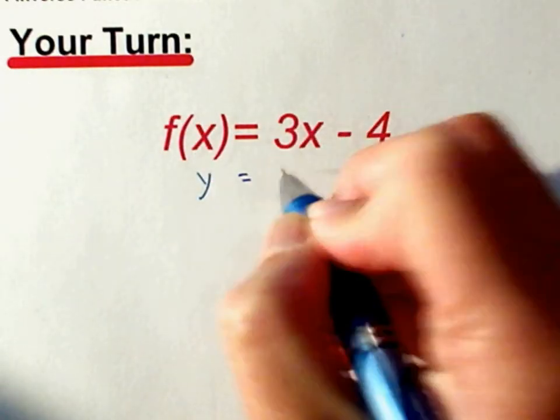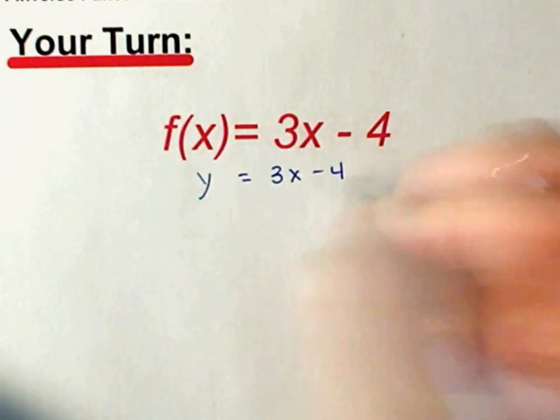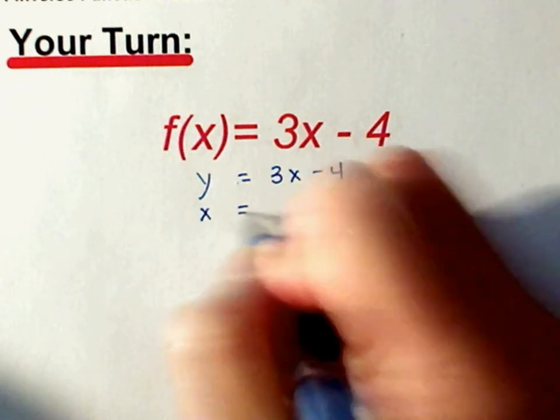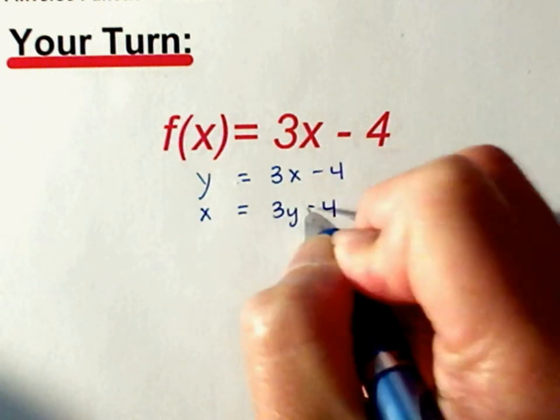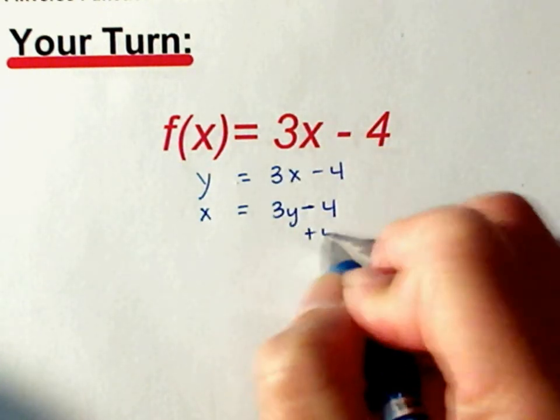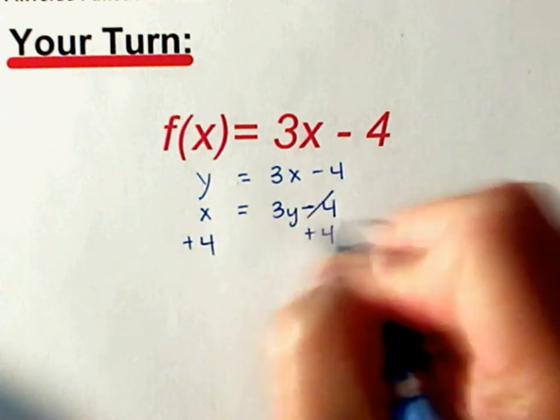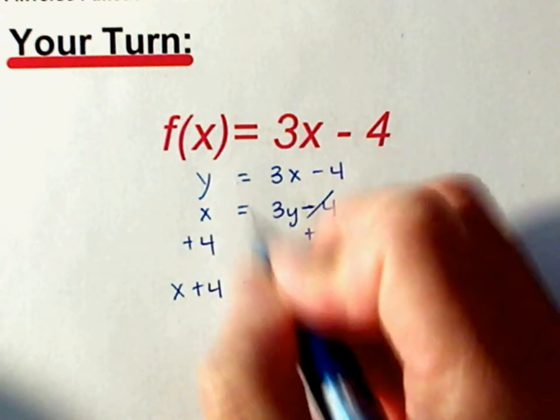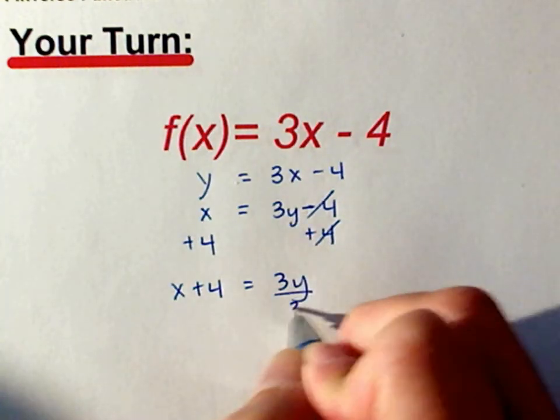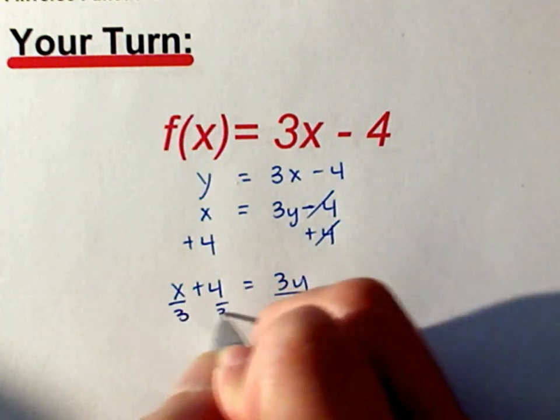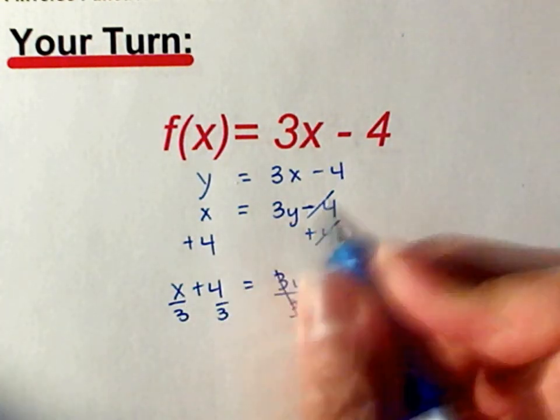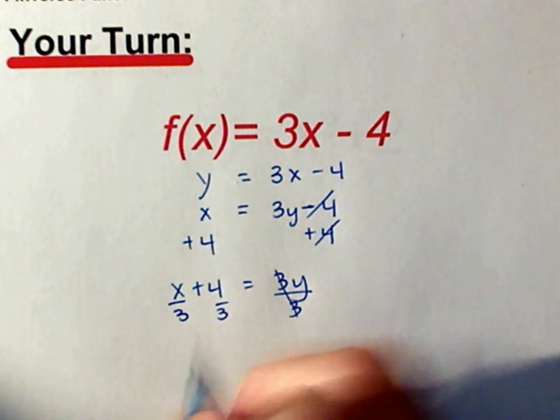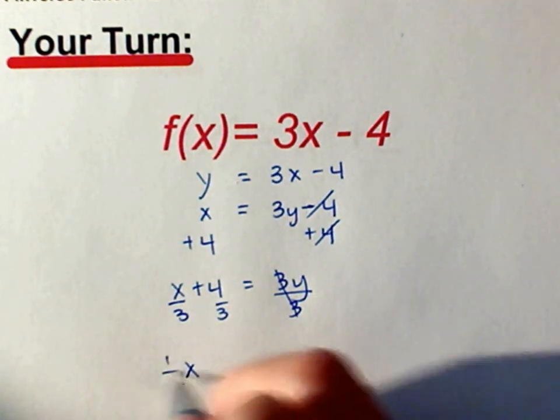Your turn. Take a moment and try that. Pause the video at this time. All right, welcome back. Step 1, change my f of x to a y. Okay? Switch your y and your x. Solve for y. Add 4. Add 4. So x plus 4 equals 3y.